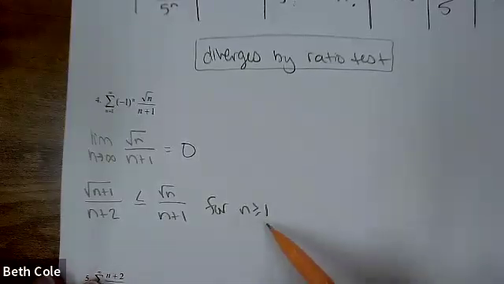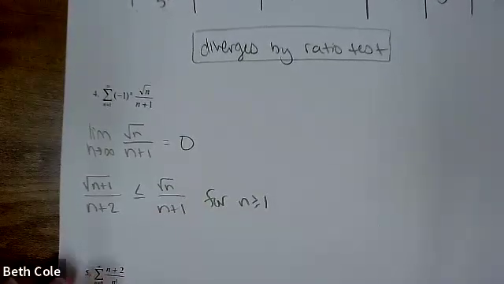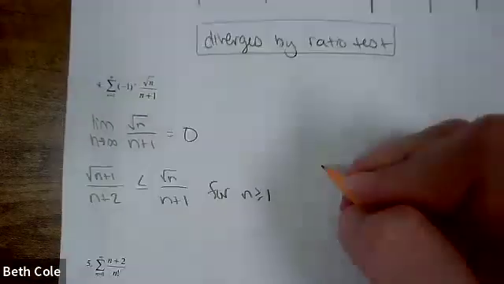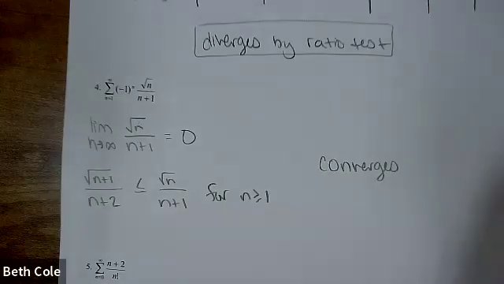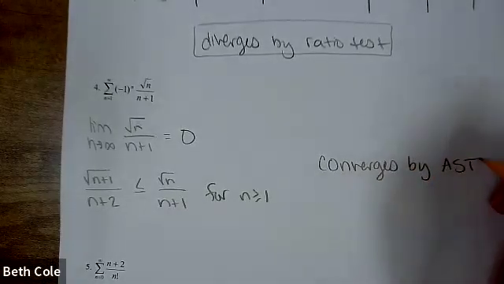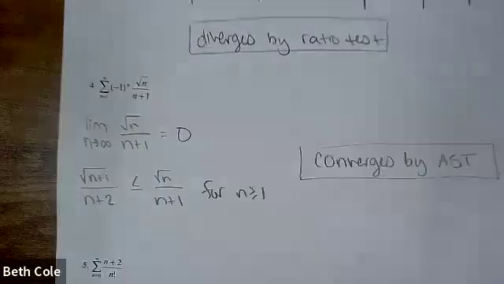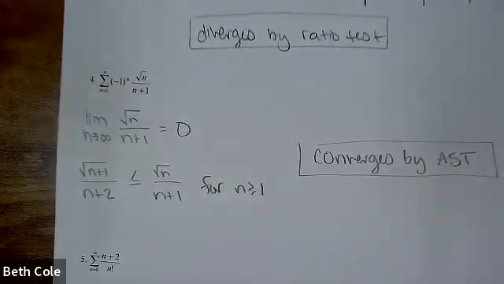If you're interested and you want to plug in 1 and test it out, or plug in 2 or 3 or 4 and test it out, it is true. And so then your big conclusion is converges by alternating series test. So again, you don't want to jump straight to ratio test. It is your last resort. So if you see something's alternating or a p-series, or you can do a really simple comparison, do that. Ratio test is like, I'm out of options.